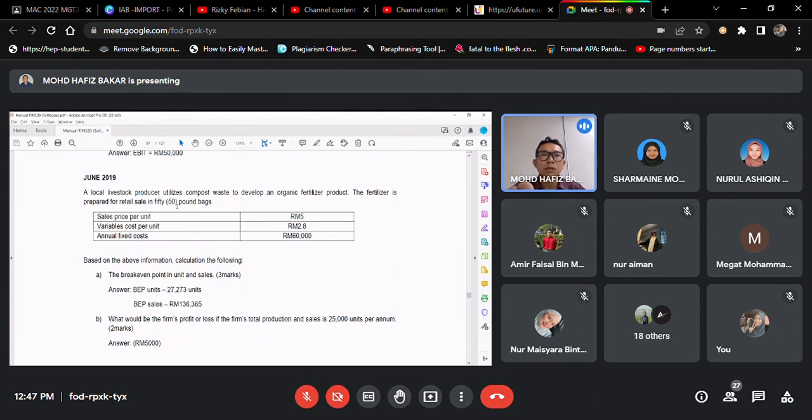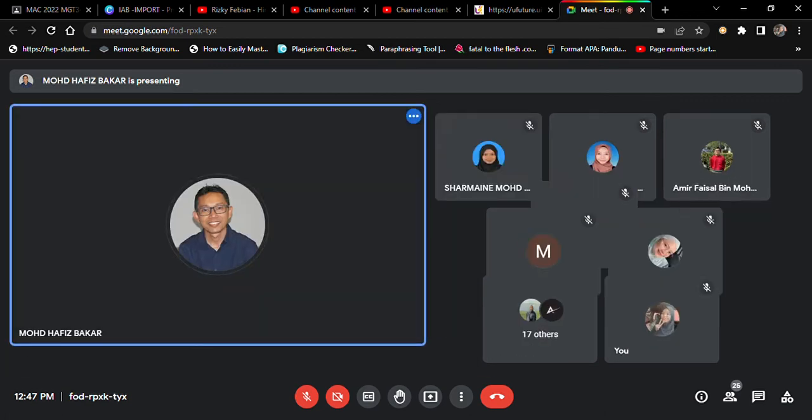So kita nak guna kat mana yang 50 pounds bag ni? Kalau ikut sebab yang ni dia bagi per unit kan. Kalau dia bagi sales price, maybe kita kena divide lah untuk dapatkan per units. Okay, kita tengok. Kita try buat dulu. Jawapan dia sama tak dengan this answer?